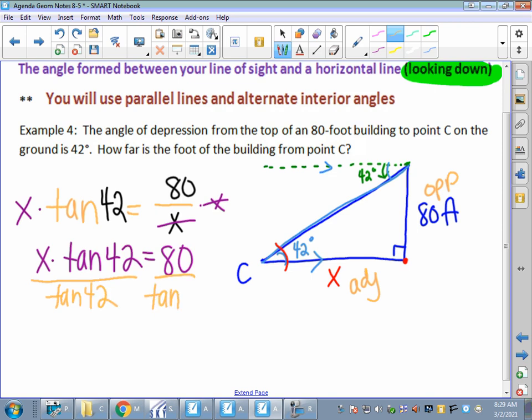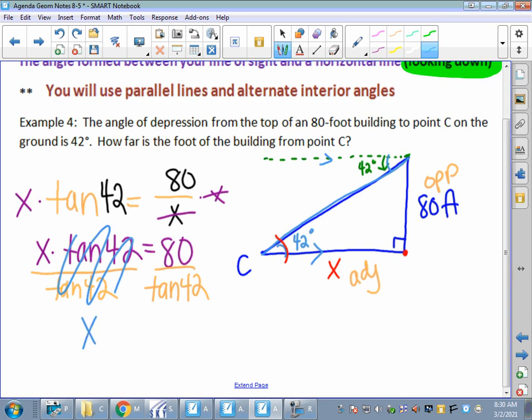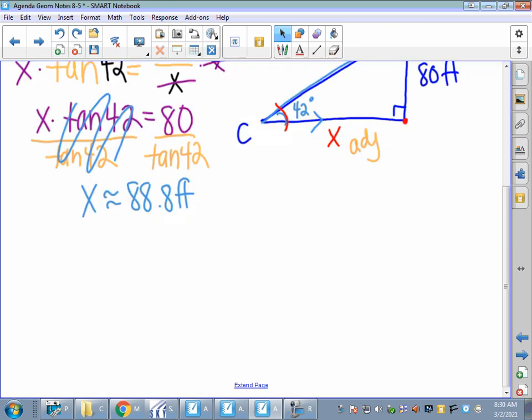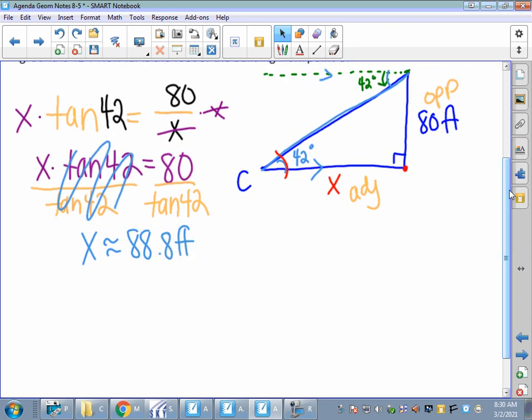This is my paper and pencil work. When I go to my calculator, I'm going to type in 80 divided by the tangent of 42, and x is going to be approximately 88.8 feet. Round to the nearest tenth. Again, I may have taught you a different trick or shortcut on how to solve for x there, but that's the technical way just in case. All right, so that's our angle of depression. Angle of elevation, easy peasy. Angle of depression has that extra little step. Make sure you're putting your angle in the right place in the triangle because it actually starts outside of your right triangle.